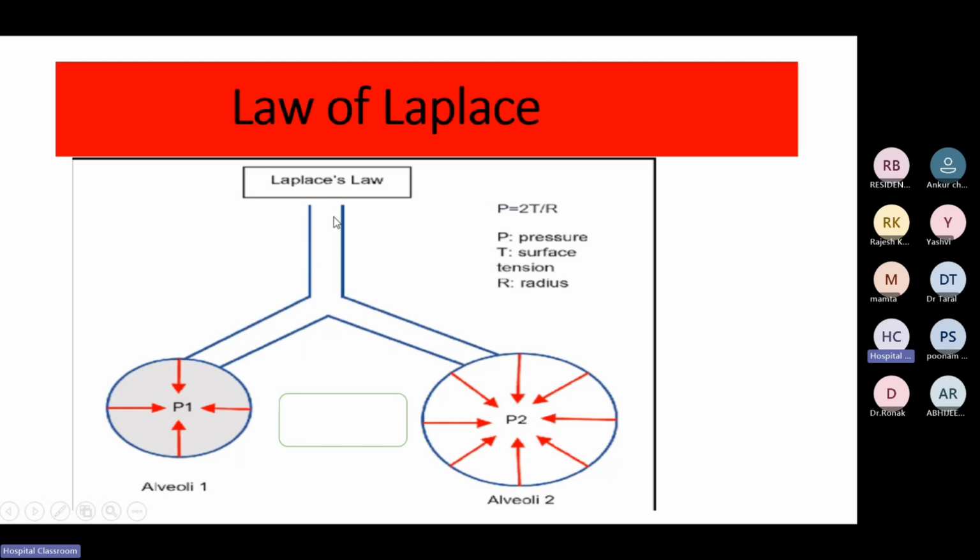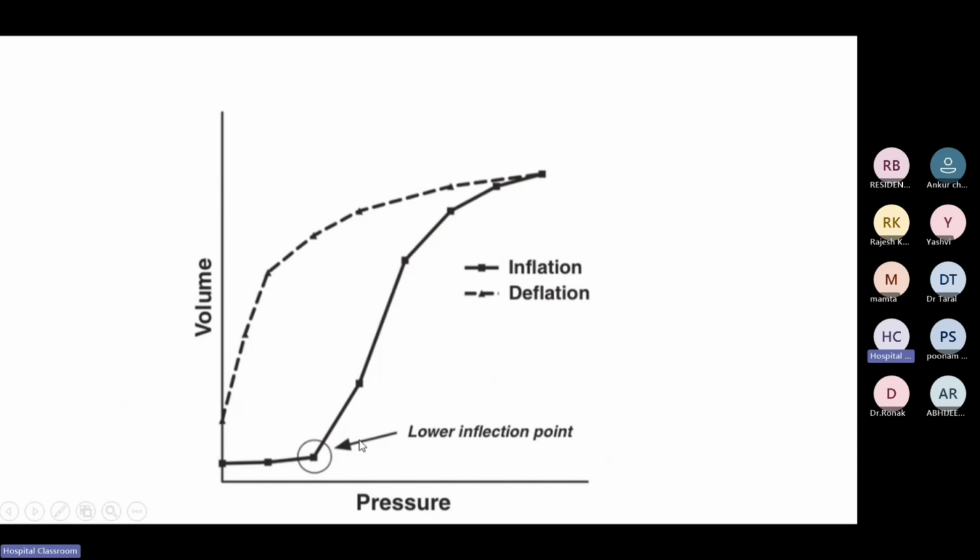Similarly, if this is an open alveolus, the pressure required to ventilate it will be a little bit lower because your radius is high. So radius is inversely proportional to the pressure required. The pressure required for the second alveolus would be relatively less as compared to that for the first alveolus.